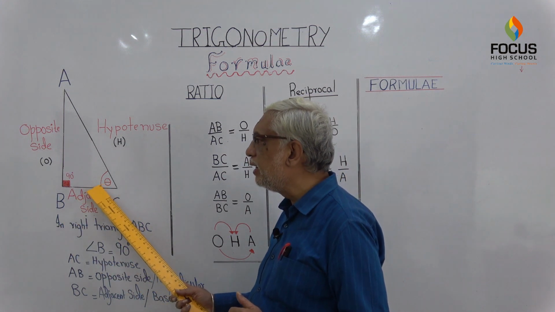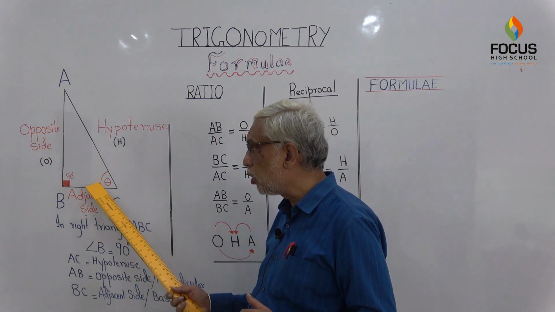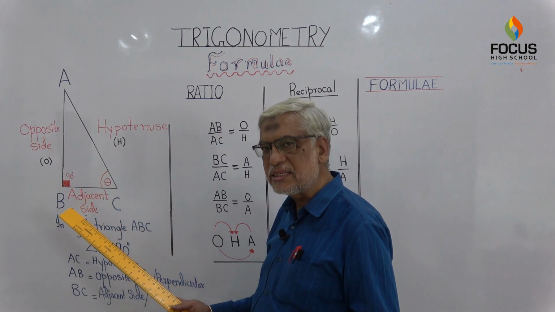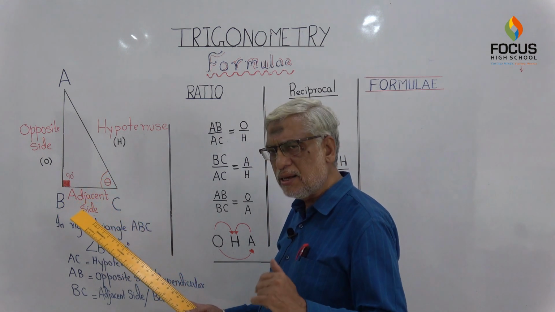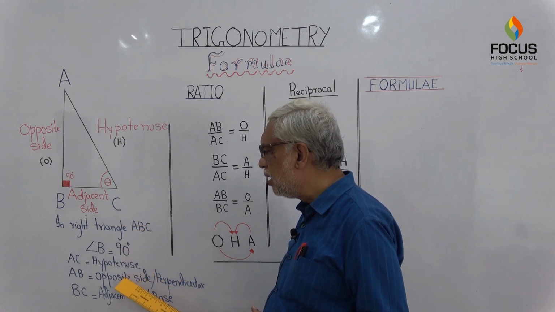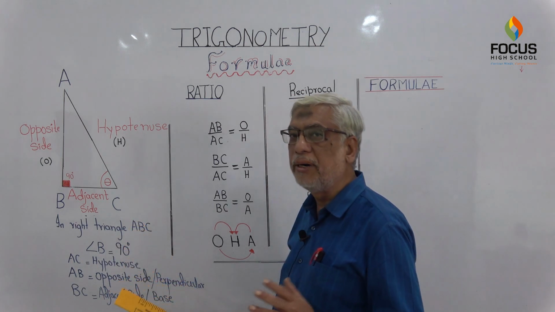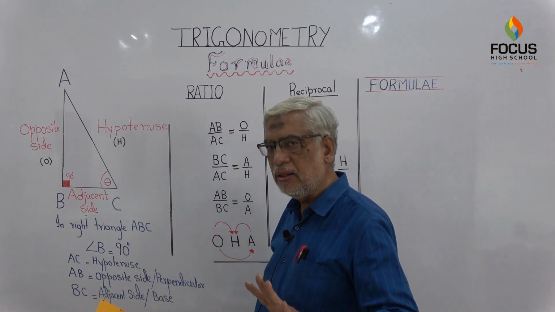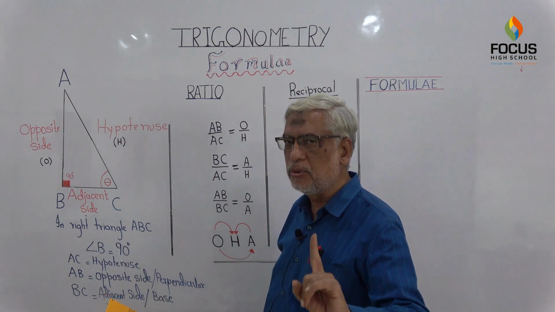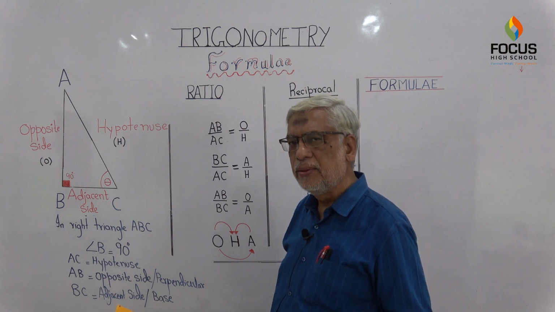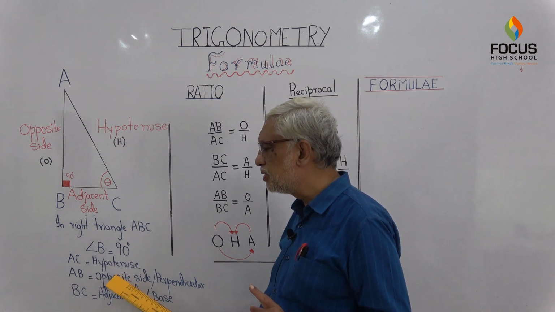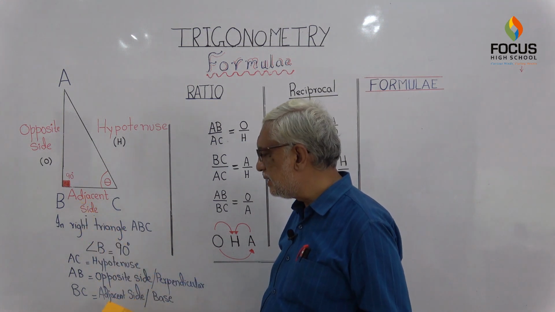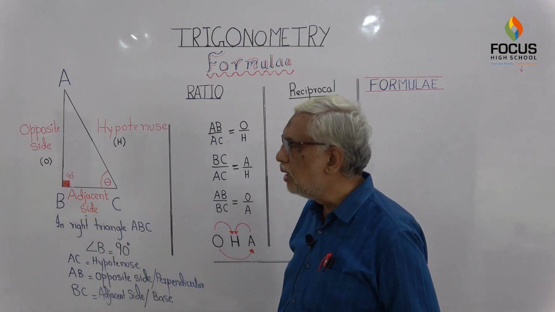Now with respect to angle theta, this is my opposite side because it is opposite to angle theta, and this is adjacent, by the side of the angle theta. In some books it is also referred to as opposite side or perpendicular. But we will confine ourselves to one terminology, otherwise it will be very confusing. Opposite means in some books it is perpendicular, and adjacent means it is the base, right.